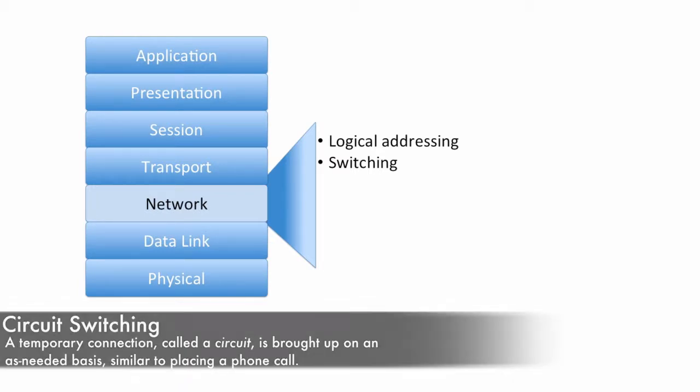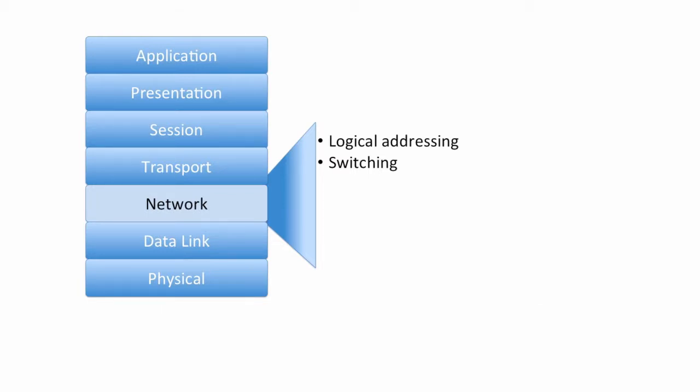There's also circuit switching. With circuit switching, we bring up a circuit on demand. It's not up all the time. Think of it as placing a phone call from a traditional landline, maybe in your home. You pick up the phone and you dial a number, and when you dial that number, a circuit is brought up between you and the person you're calling. And then when you hang up, the circuit is then torn down.